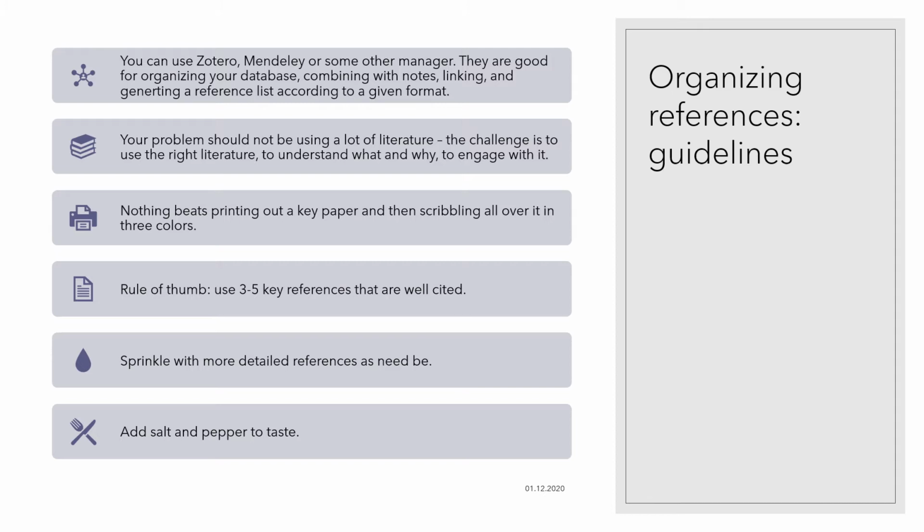Now, the rule of thumb for a good paper is to use 3 to 5 key references. Those references should be well cited. You should know them. You should have read them in a lot of detail and discussed them. Okay, so 3 to 5. Why 3? Because it's a magic number, and 5 because you have 5 fingers. It's a good rule. If you need, of course, you can sprinkle your paper with additional references, especially if they're accurate, technical, and fit exactly what you want to say, and add salt and pepper to taste if you like.